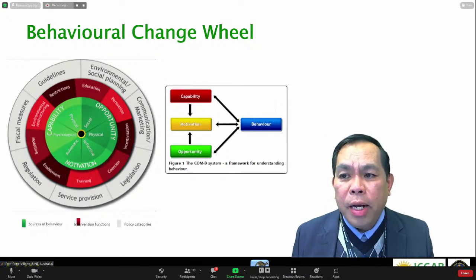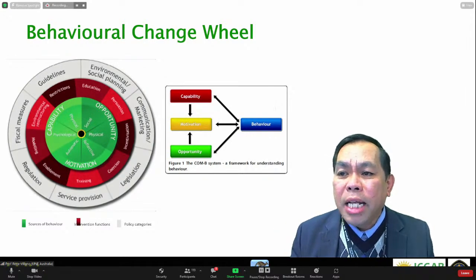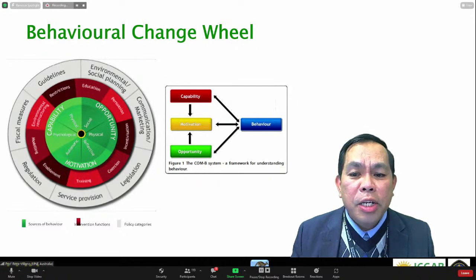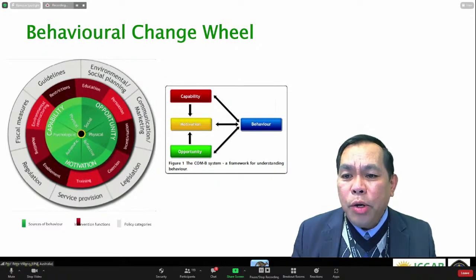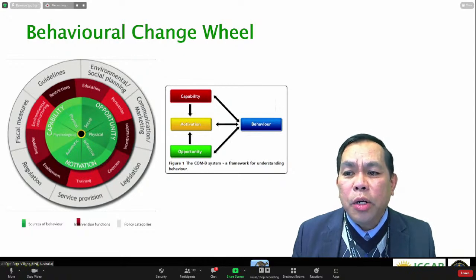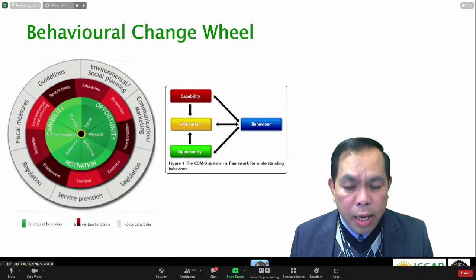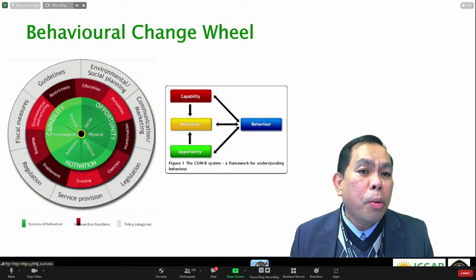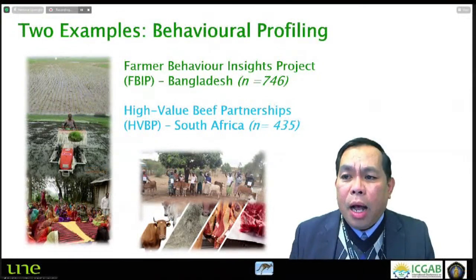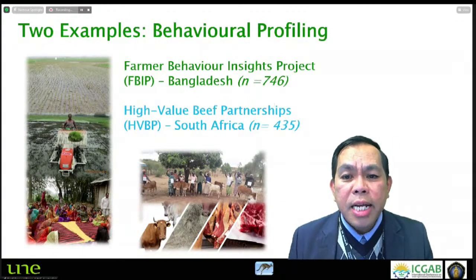3 areas of dimension. The green is measuring the capability of farmers, their motivation, and the opportunity. The red one reflects the intervention functions, and the outer one reflects the policy categories or interventions, including communications. I would like to provide an example of this behavioral profiling in 2 contexts.